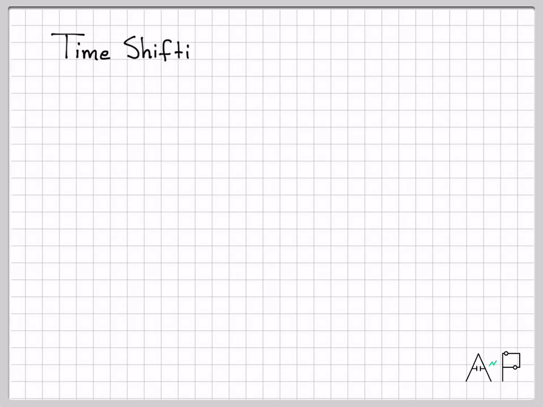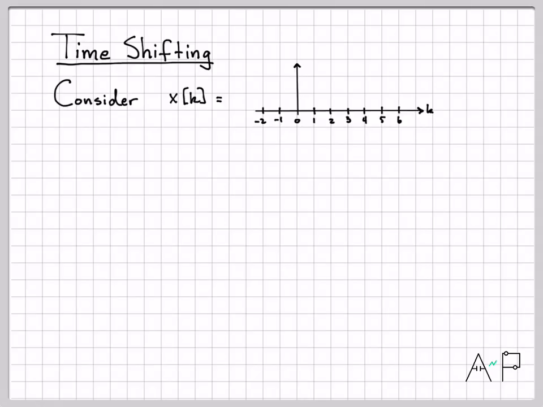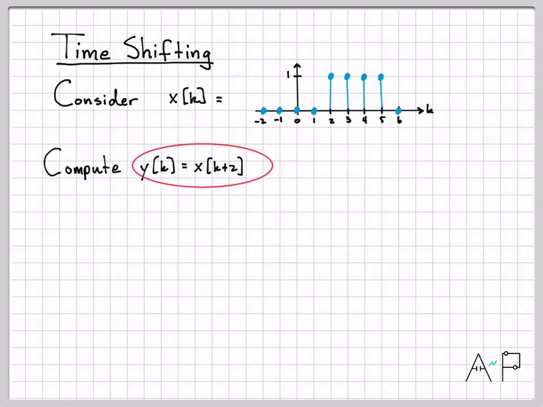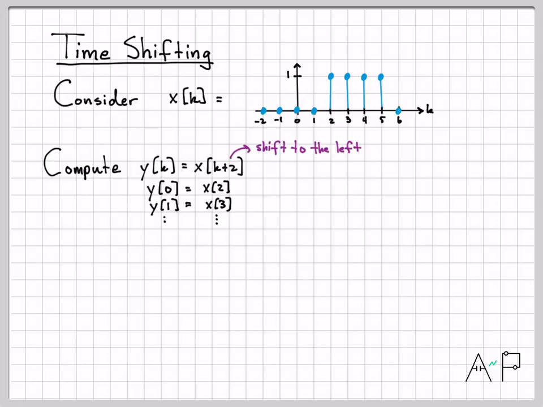So let's go ahead and take a look at a couple of specific examples. Here is the x of k we are going to consider. I'll plot it as 0 most of the time, but it has 3 non-zero values of 1 at times 2, 3, and 4, but otherwise it's 0. And we are going to compute a time-shifted version of this signal. So we're going to compute y of k equals x of k plus 2. If you remember what that means from the previous slide, k plus 2 means a shift to the left. So eventually when we replot this, this signal will be shifted to the left by 2 units of time.